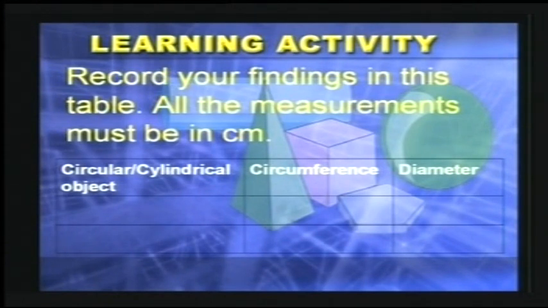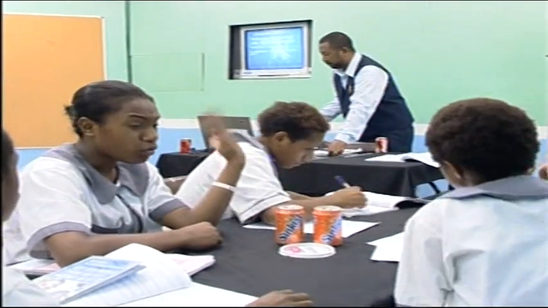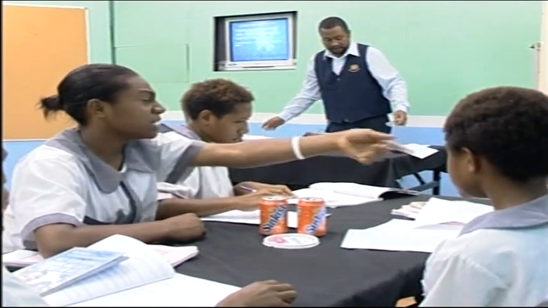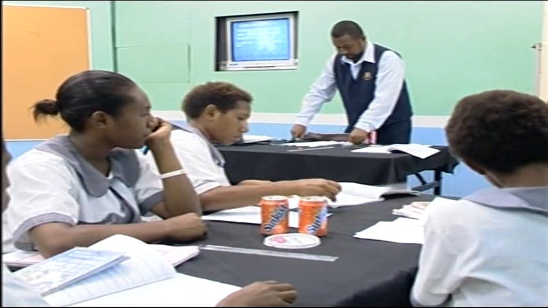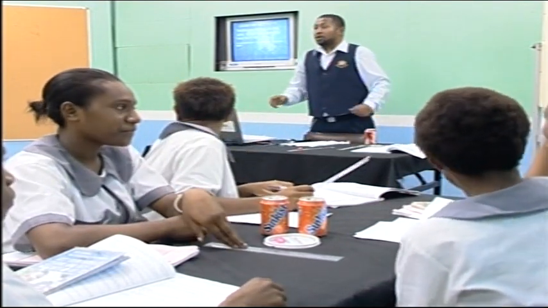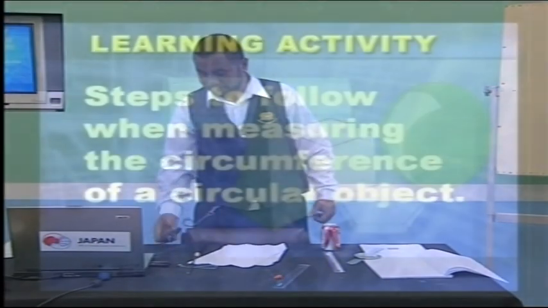70s and receiving students, all sit up straight. We are going to do the demonstration now on how we can measure the diameter and the circumference of the 2 objects. Now, 70s and receiving students, are you ready? Okay, let's look at the screen.